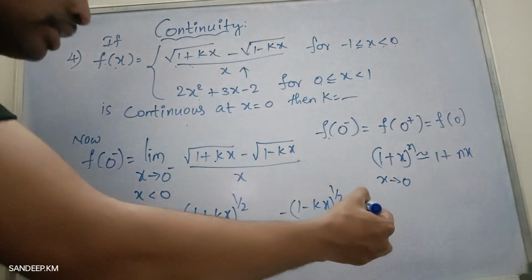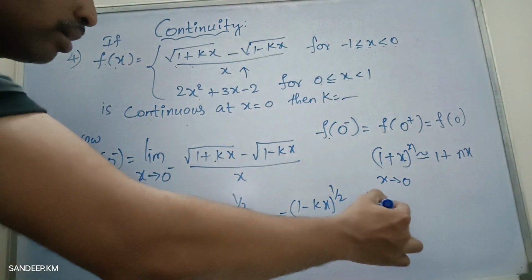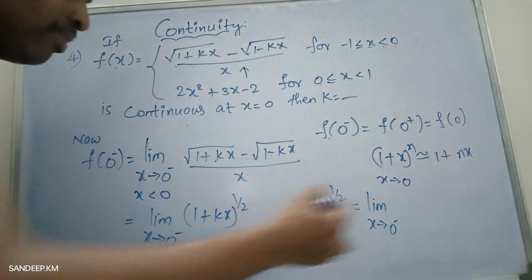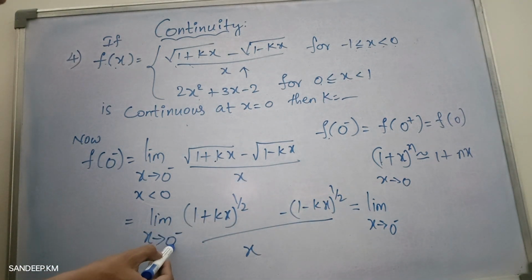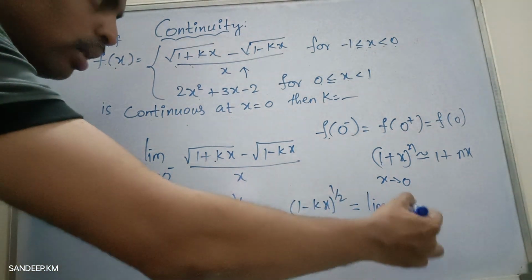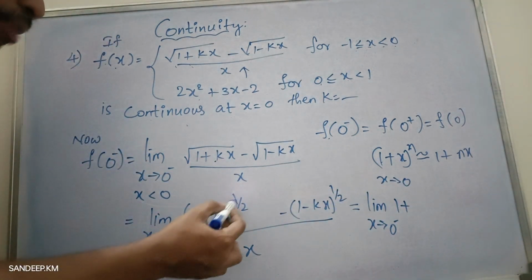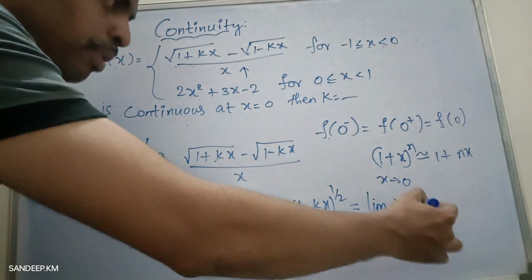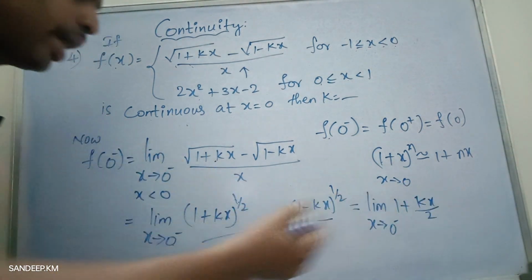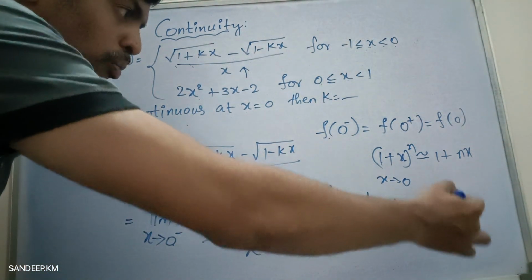So then what happens in the next step? Limit x approaches 0 from the left side. Since x is approaching 0, kx is also approaching 0. So I can write it as 1 plus 1 by 2, the power, into kx. That means kx by 2. Okay, and with minus, so open the bracket.